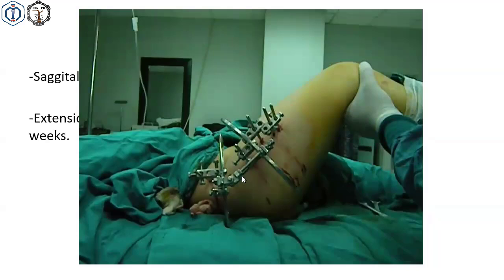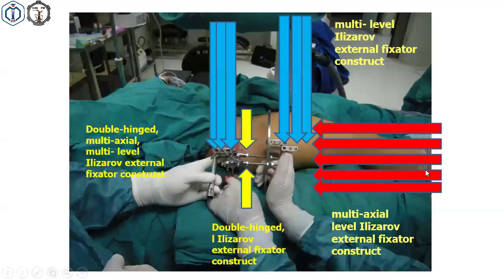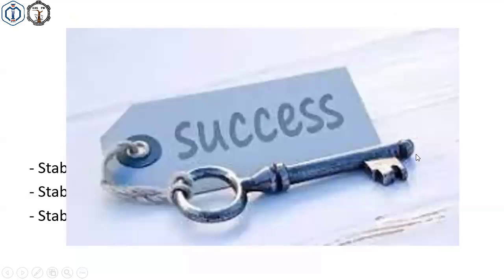So we can use this after tightening as an extension stop or as support for the patient to prevent pain postoperatively. This gives us the chance to have this schedule as a double hinge here, multi-axial, more than one axis, and multi-level fixation. Thank you. This is the cause of success.